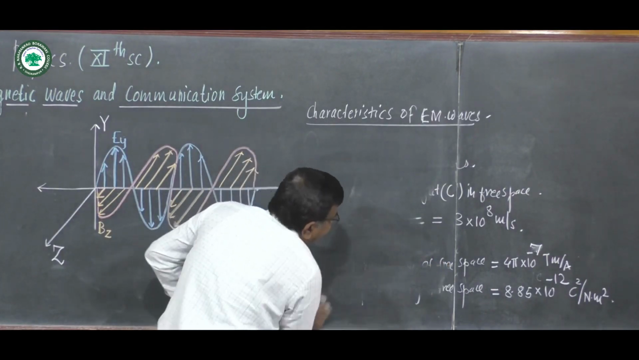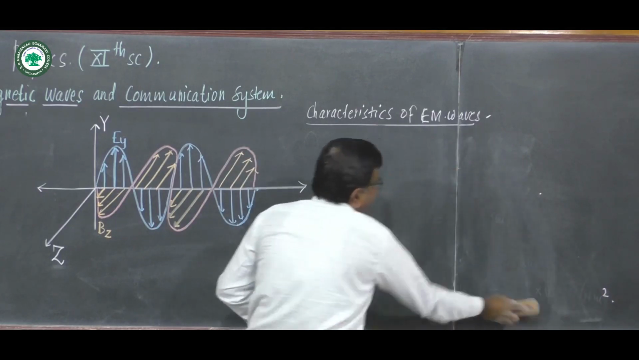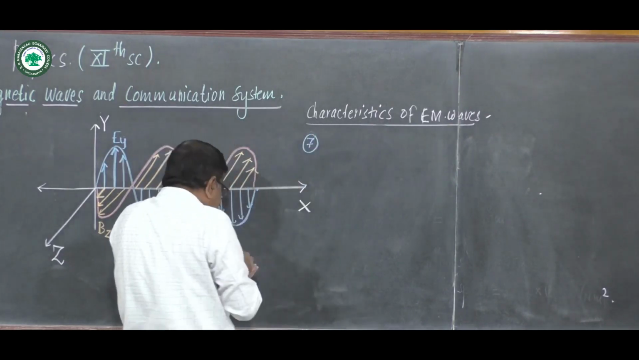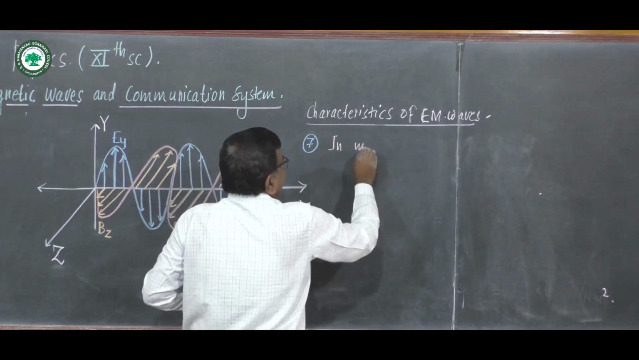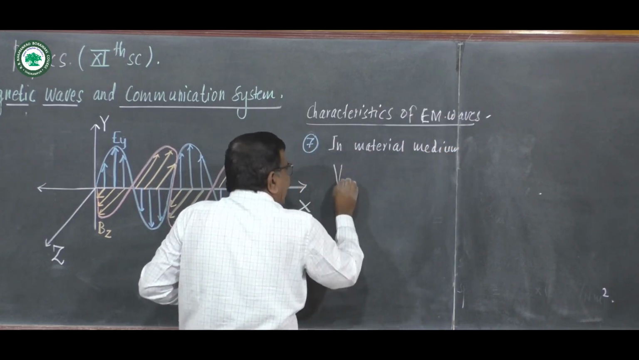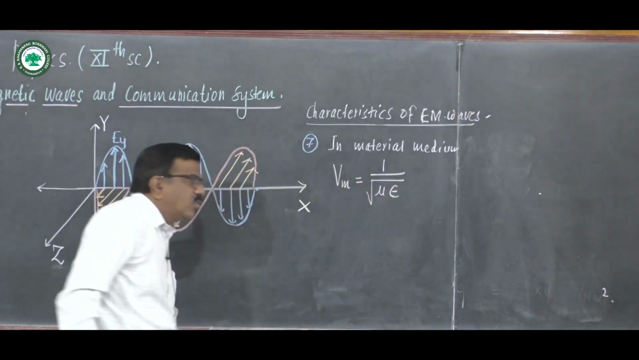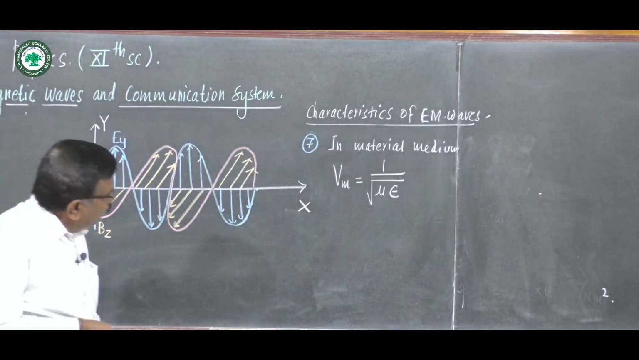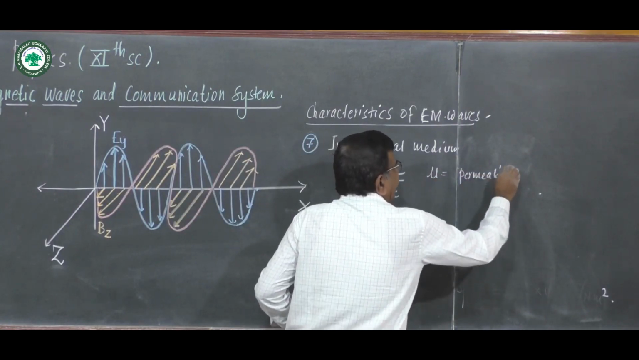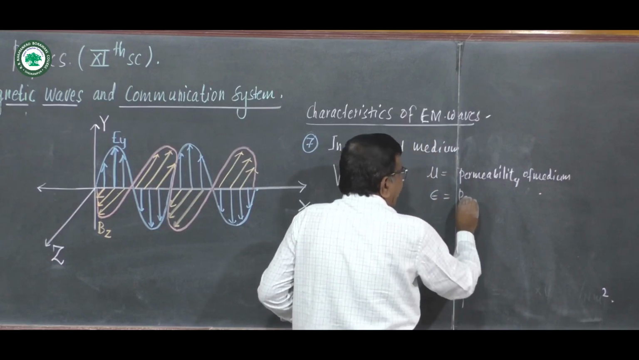Now in a medium other than free space, the velocity of EM wave is maximum in free space. In a material medium other than free space, the velocity of electromagnetic wave is given by 1 upon square root of mu into epsilon. Mu is the permeability of the medium, and epsilon is the permittivity of the medium. These are constants.